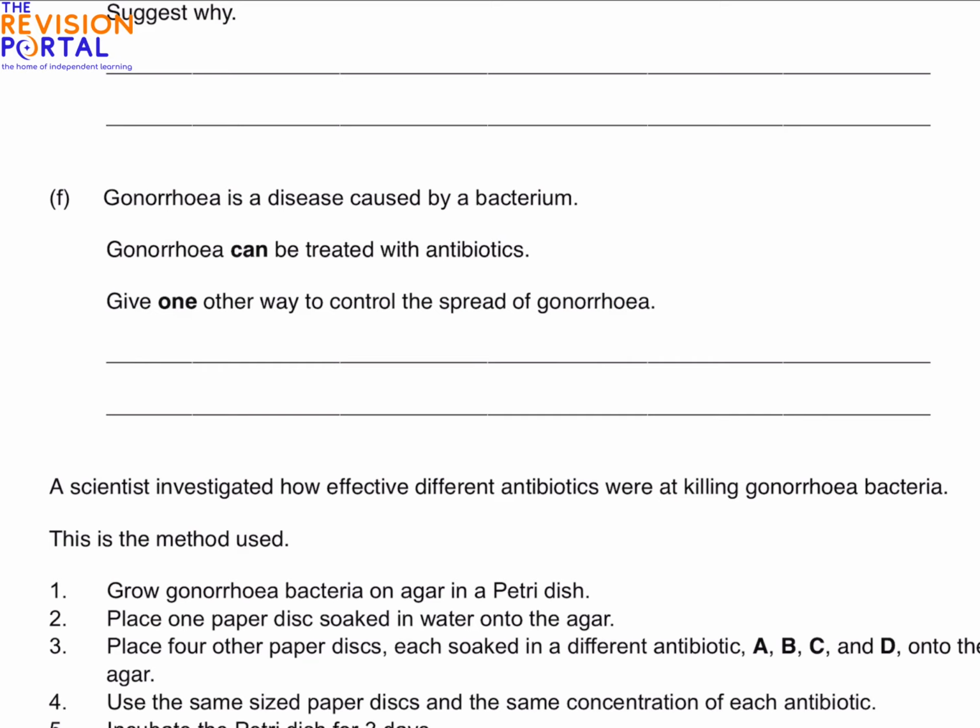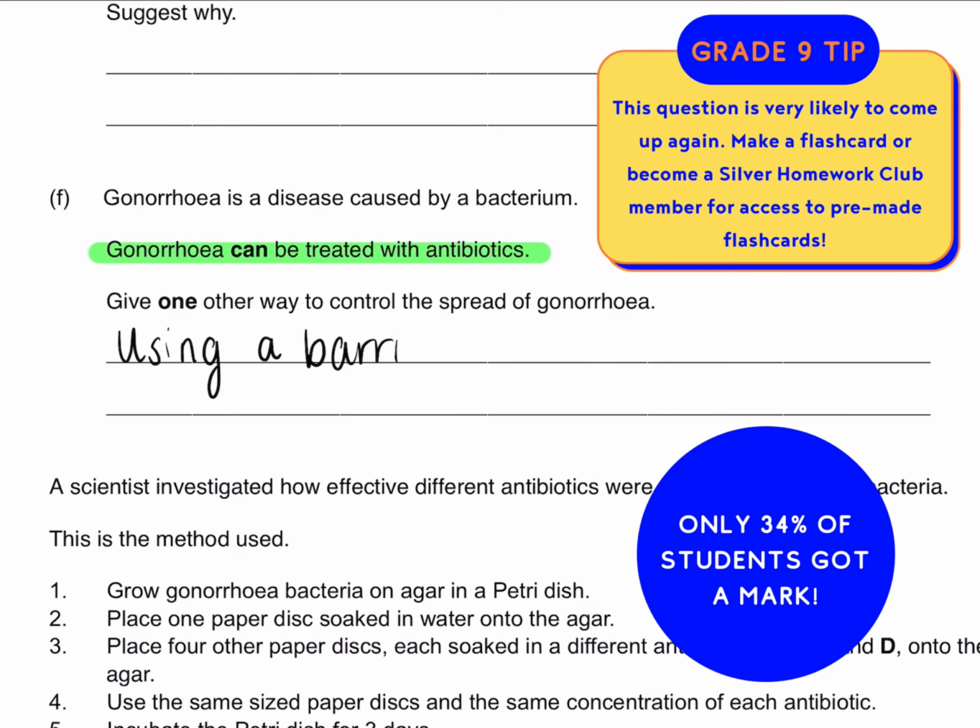So again, make sure that you go back to the basics. There are some key facts that you have to know for your exam, and this is one of them. And also make sure that you're reading the question properly so you don't repeat what was already said and don't lose out on key marks. So there are several marking points for this question, and the one I'm going to go for is using a barrier method of contraception. The mark scheme for this question has several marking points which are not allowed.